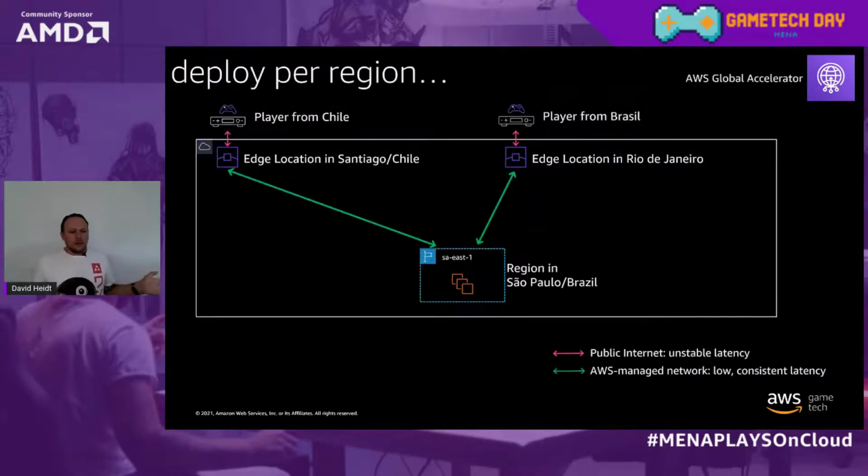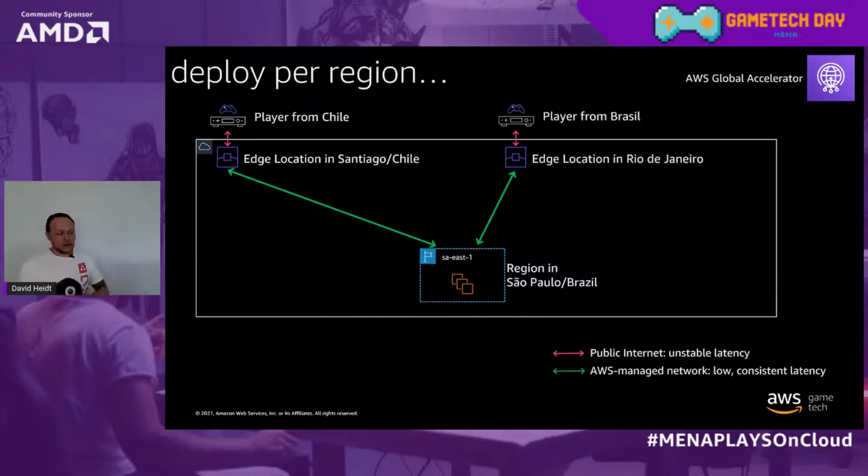Let me show you some use cases, coming back to what I've shown in the very beginning, of how you can use AWS Global Accelerator. For example, you have this multi-region deployment that I talked about, but still there are only 25 AWS regions. And maybe there's one region where the continent is still quite large, let's say South America in this case. And you have players from Chile that you want to connect with players from Brazil, but you have only the region in Sao Paulo.